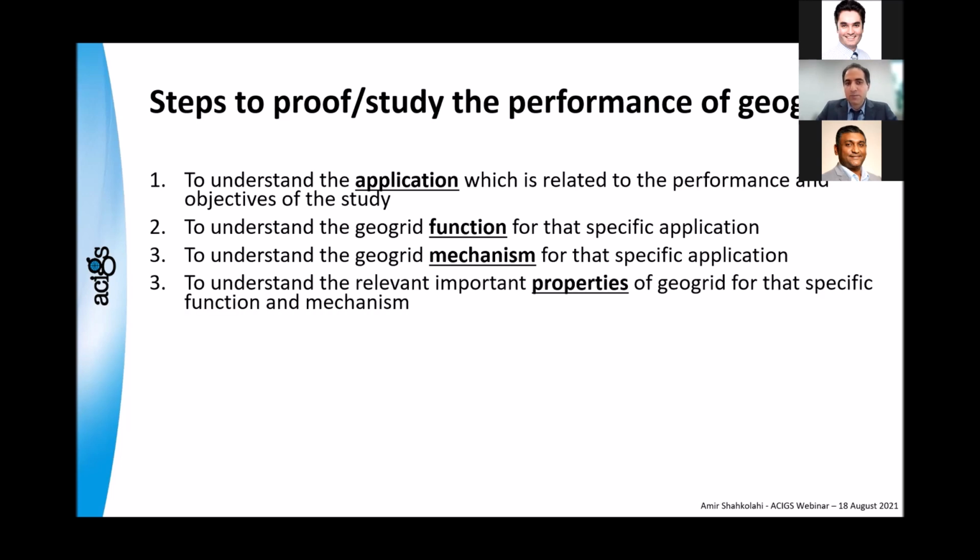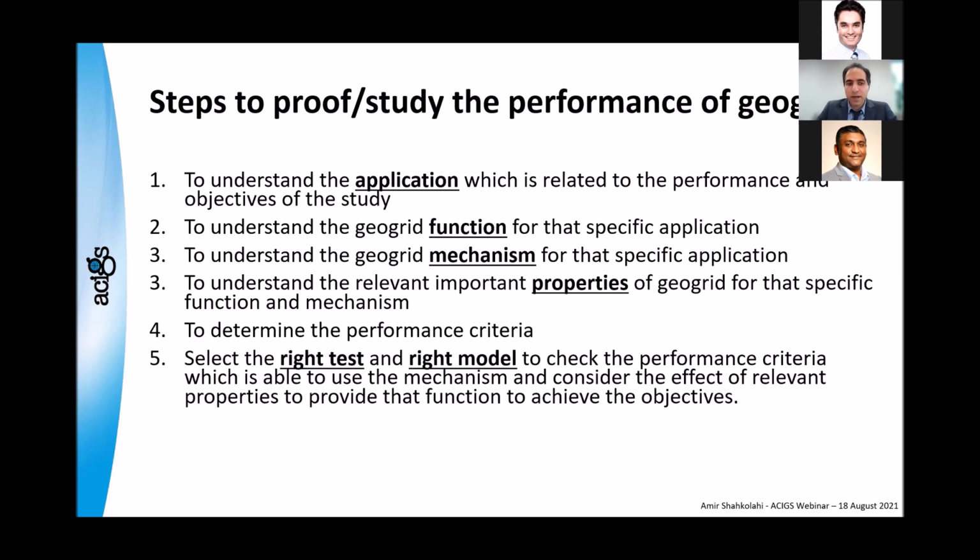Then we should understand what the relevant properties of the geogrid are that can affect and are related to that function and mechanism. After that, we can determine the performance criteria, and then we should select the right test and the right model to check the performance criteria. This test and this model should be able to use the mechanisms and consider the effect of relevant properties to provide the function to achieve the objective. So it's combining all the four steps above.